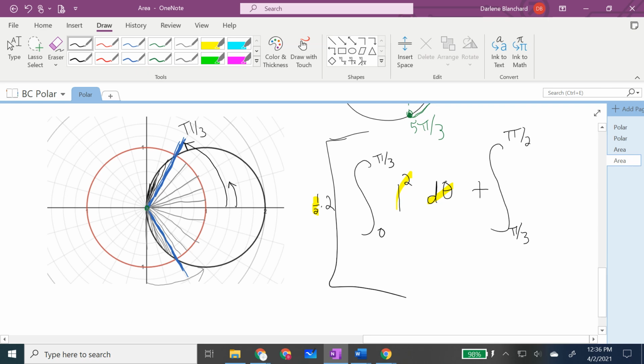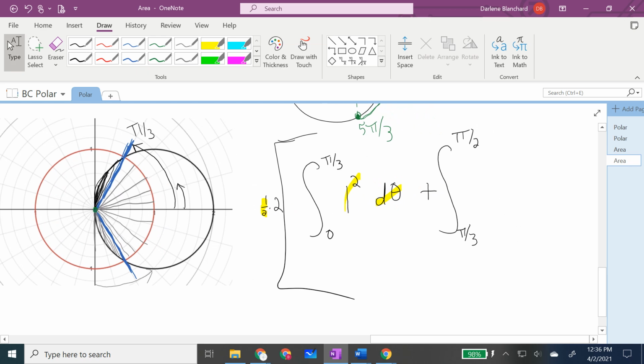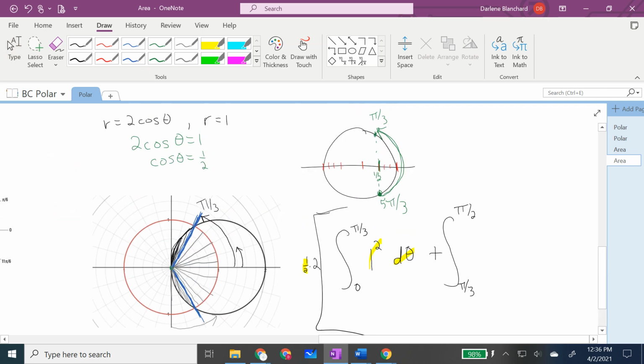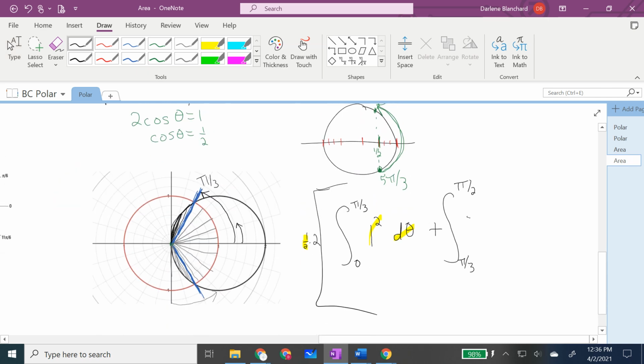And I need to be aware that this black circle is sucked into the pole at pi over 2. And that's where you do need to be somewhat familiar with polar graphing. And then that function was 2 cosine theta? Yep. And yep, there we go. And I'm going to emphasize again 1/2 r squared d theta.